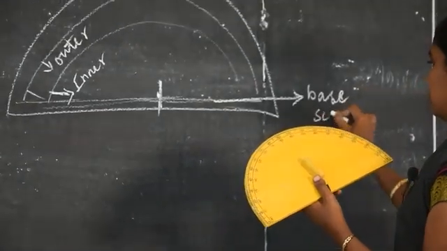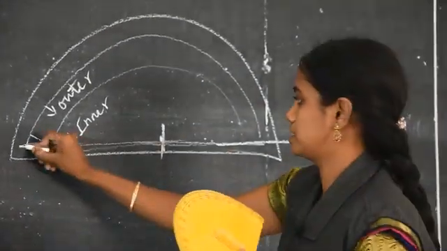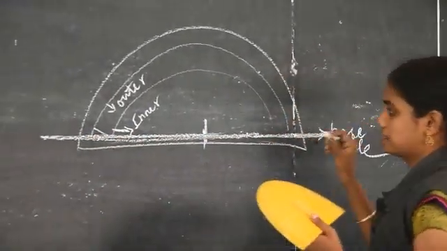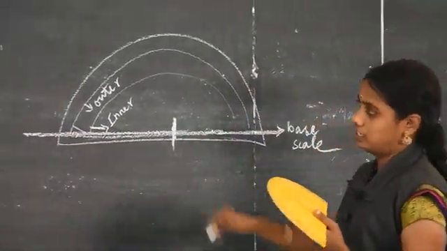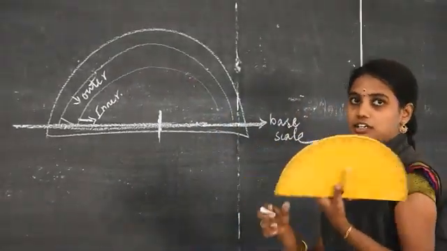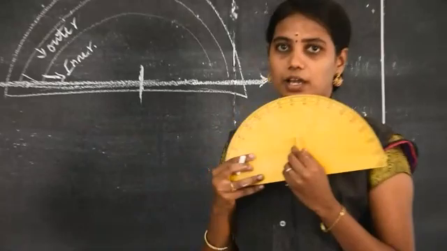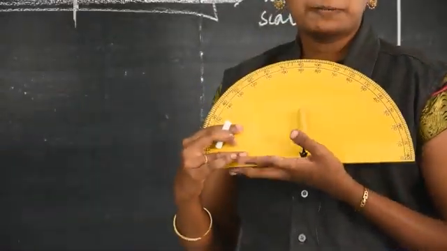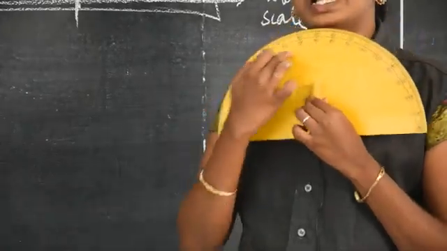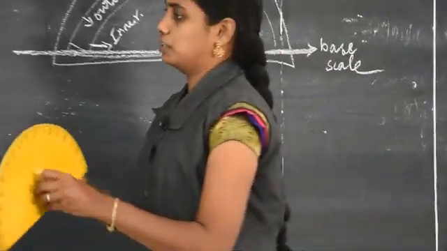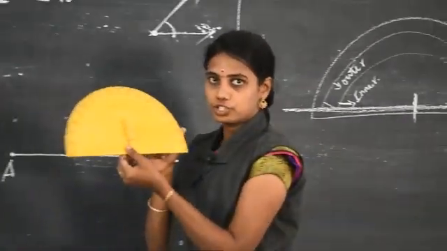This is our base scale. Base means from 0 it will start. Base scale, center, inner and outer, two measurements will be there. Like this only we have a protractor. Now we are going to use the protractor, keep it properly. We must have the measurement, then only you can go for it. Listen to me now.